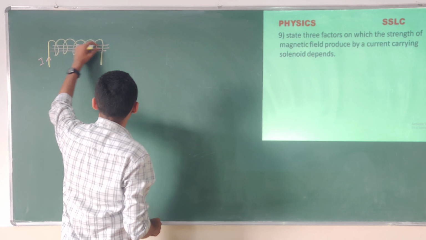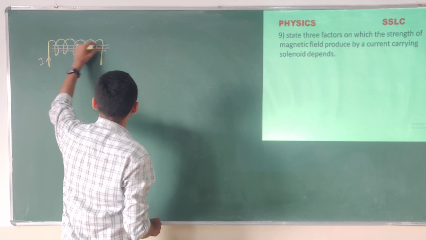And we know the formula, the expression for the magnetic field produced by the current carrying solenoid. B is equal to, B means the intensity or the strength of the magnetic field produced inside the current carrying solenoid, is equal to mu naught n I. This is the formula, very important, right?